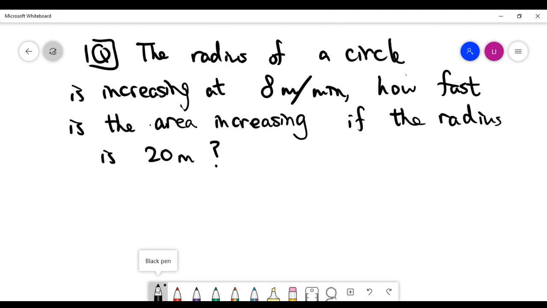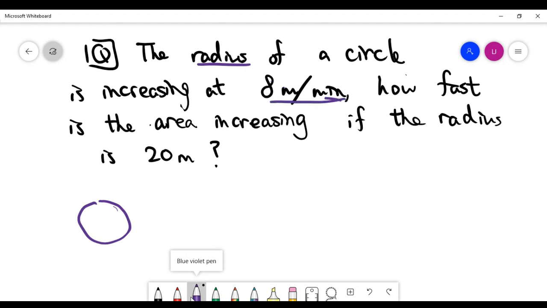So please look at the current problem. Basically, I'm describing a circle where the radius keeps increasing. So the radius keeps increasing at the rate of 8 meters per minute. So I'm talking about the radius here. It keeps increasing all the time. And of course, for a circle, if the radius increases and the circular shape is unchanged, we expect that the circle keeps getting bigger all the time, and the area obviously is also increasing. In this problem, we're trying to find how fast the area is increasing at the moment when the radius is 20 meters.